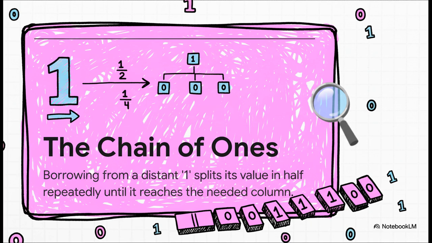Think about it. That far left 1 in our problem, it was worth 32. When we borrowed from it, we basically gave 16 to the next column. And that column gave 8 to the one after that, then 4, then 2, until the final column got the value it needed. The ones that are left behind, they're just the proof of that journey. That's the domino effect in action.